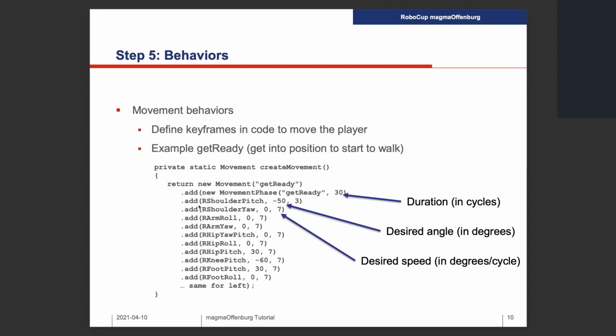And for this movement phase, you want to add movements for different joints of the robot. So for example, you're having the right shoulder pitch, which you want to move to the angle minus 50 degrees. And you want to move it with a speed of 3 degrees per cycle. Then you add all the other joints and how to move them. And finally, you got your movement. And for sure, you can also add more movement phases. So yeah, moving joints back and forth and whatever you want to do. So let's actually look at this in the code.